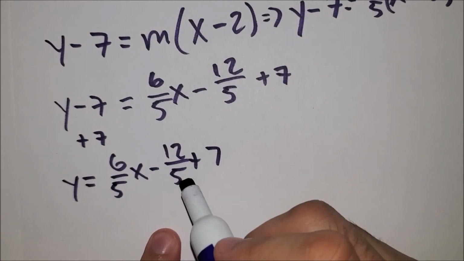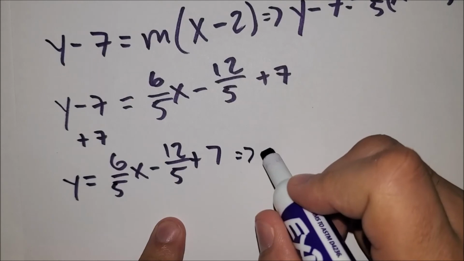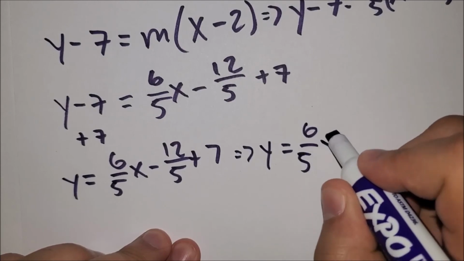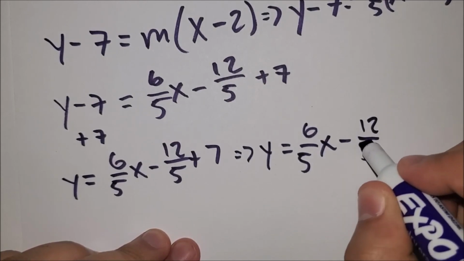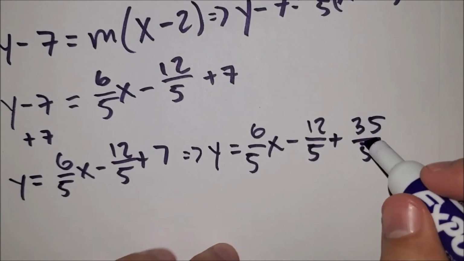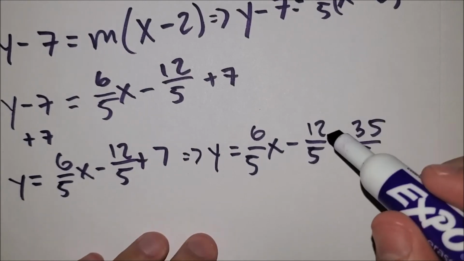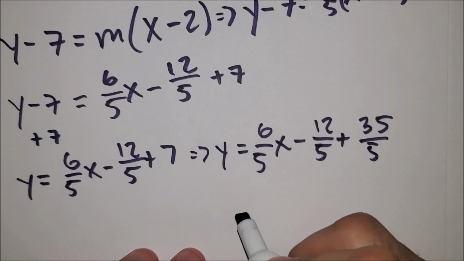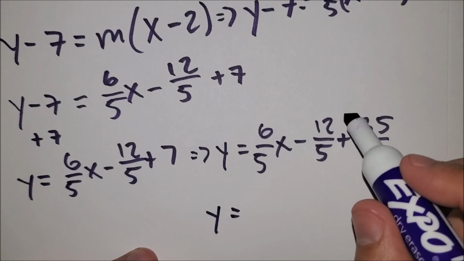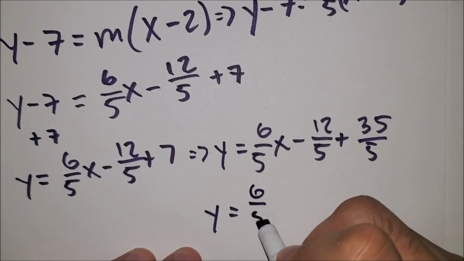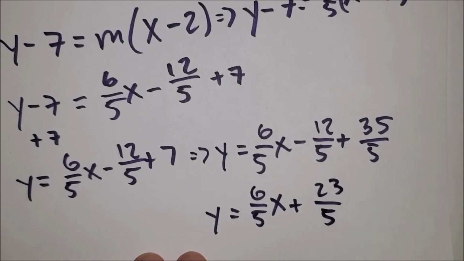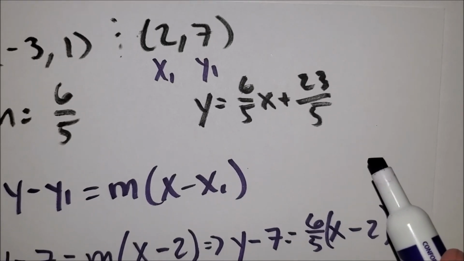And we need to get the least common denominator, which is going to be 5. So we're going to change 7, and we can say y equals 6 over 5x minus 12 over 5 plus 35 over 5, because 35 over 5 equals 7. Negative 12 plus 35 gives us positive 23. So we end up with 23 over 5. And you can see this is the same equation that we had found from before.